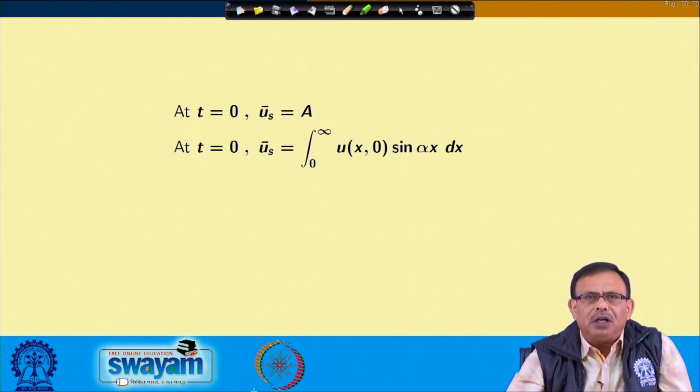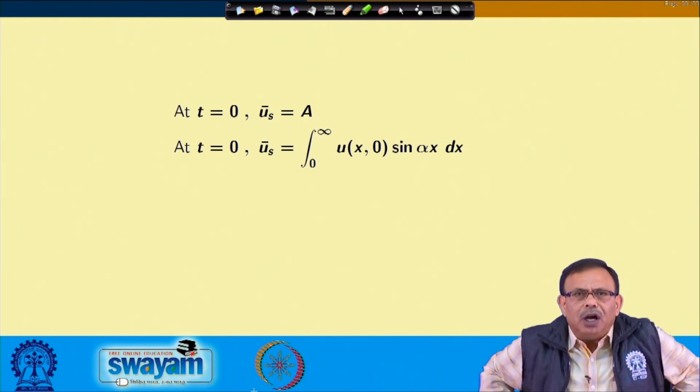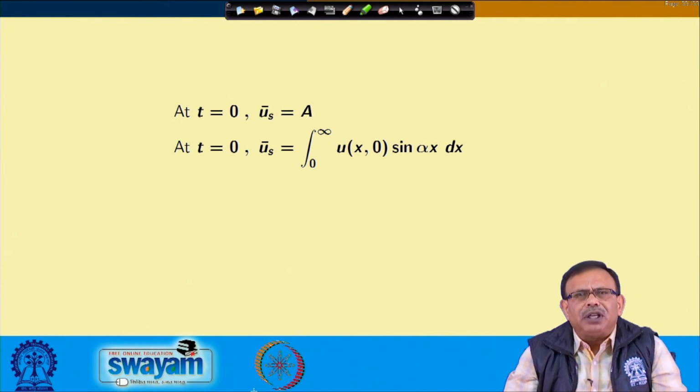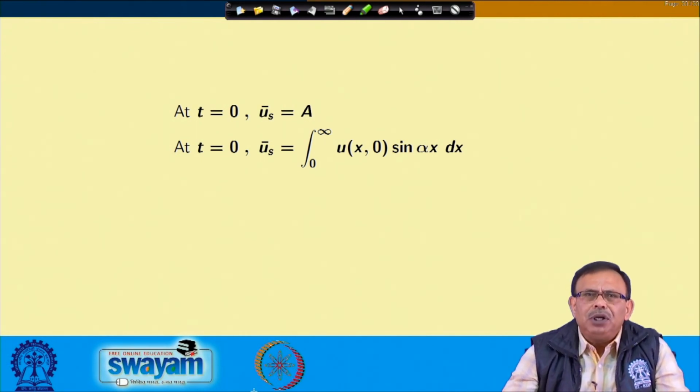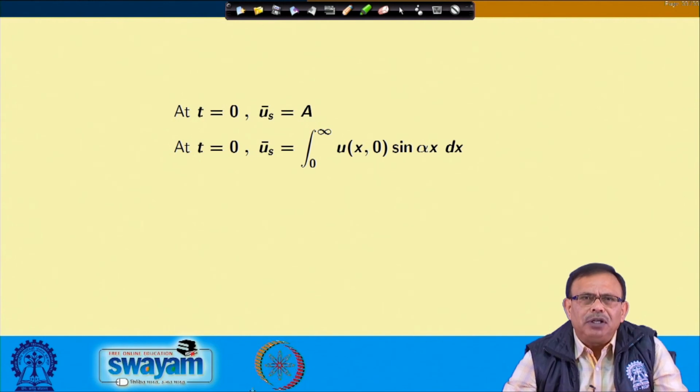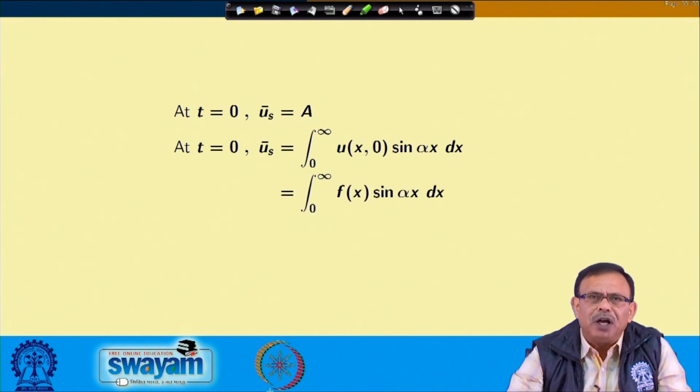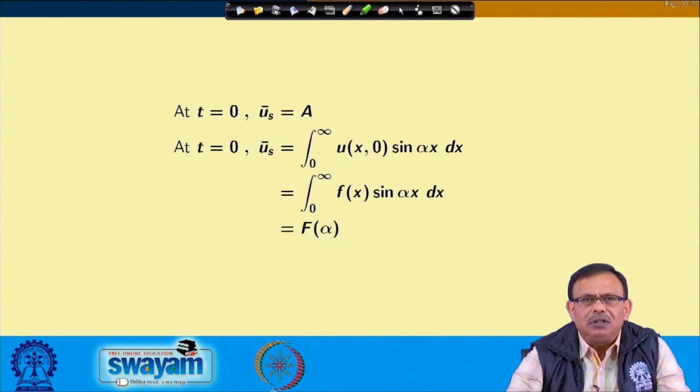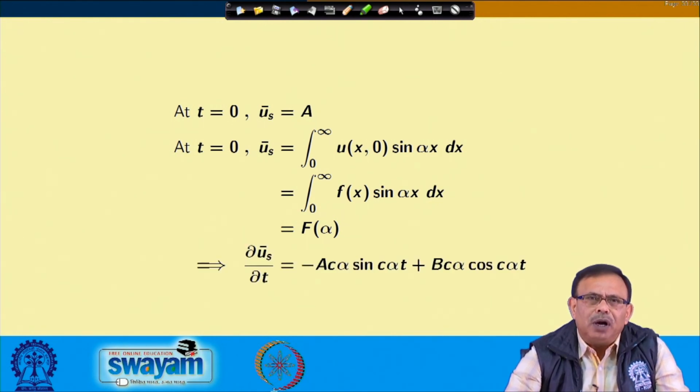u bar s is nothing but the Fourier sine transform of u(x,0). So, I am writing this. I have not written here root over 2 by pi, because ultimately I will put it in the same form. u(x,0) is given as f(x). Therefore, I can write it as the Fourier transform F of alpha, where F of alpha is the Fourier sine transform of f(x). Therefore, you are obtaining a equals F of alpha.